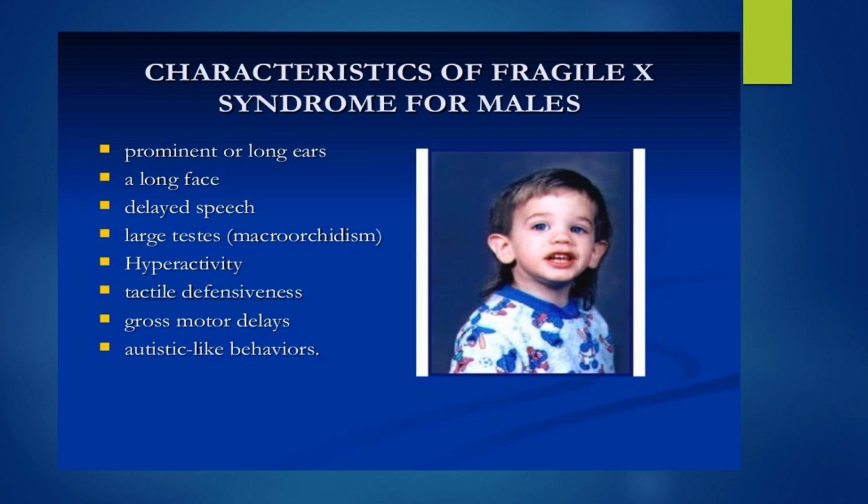This is an example of a male child that has Fragile X syndrome. Like I said before, some of the symptoms include prominent or long ears, like we see here, a long face, delayed speech, large testes, hyperactivity, tactile defensiveness, gross motor delays, and autistic-like behaviors.